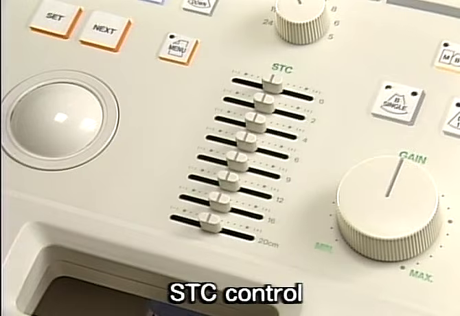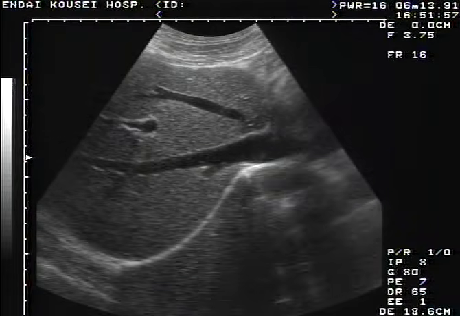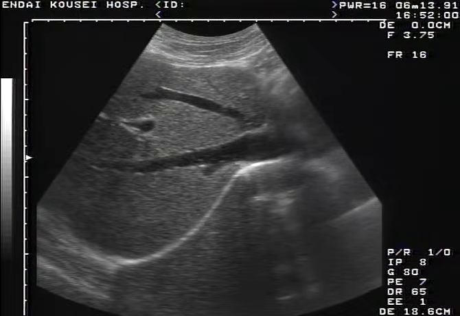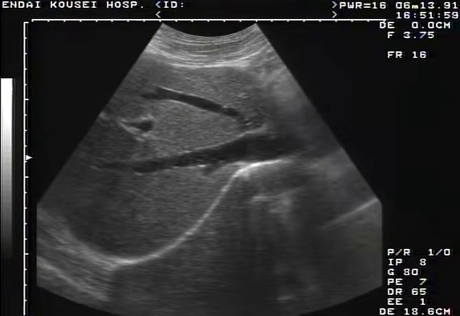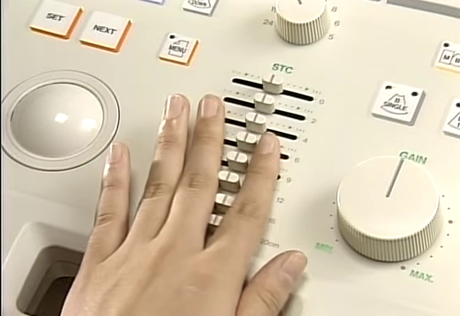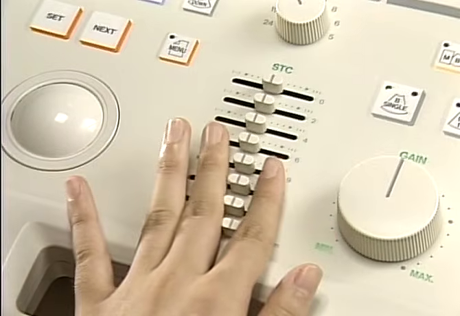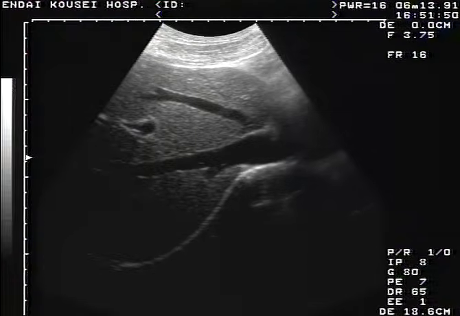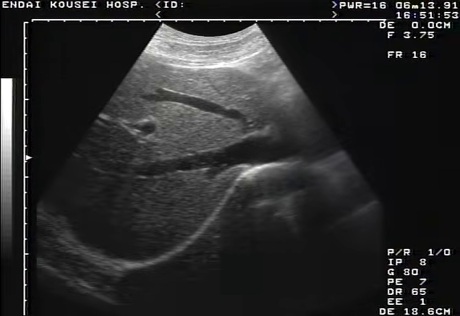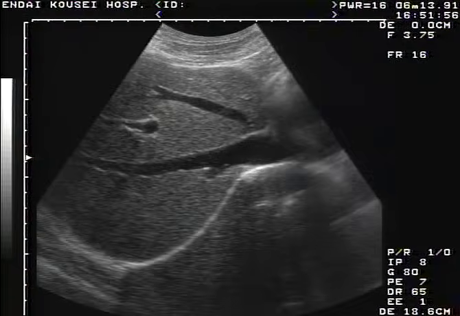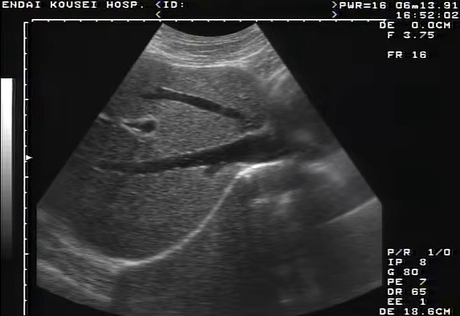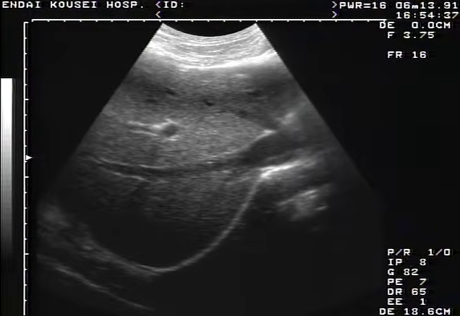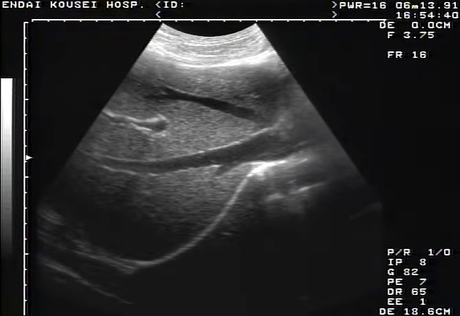What about STC? Normally, set all sliding knobs at their centers. Then, all images from shallow to deep regions can be displayed with uniform brightness. However, depending on the patient's body habitus and the conditions, ultrasound waves may become significantly attenuated in deep regions. If this occurs, you must adjust the STC sliding knobs. For example, the echoes from a normal hepatic parenchyma should produce a uniform image. Adjust the STC knobs carefully. Incorrect settings may generate lesion-like images, leading to misdiagnosis.